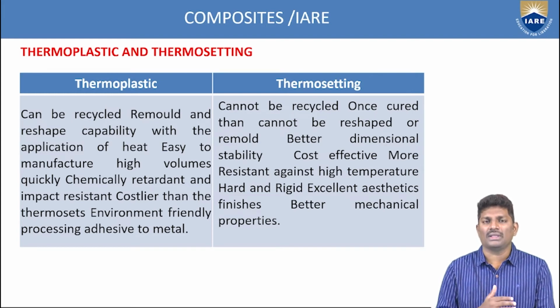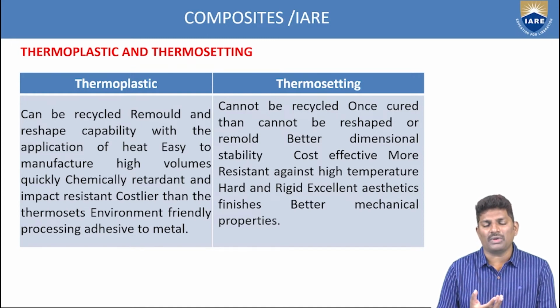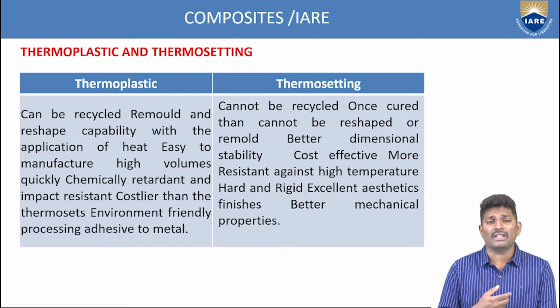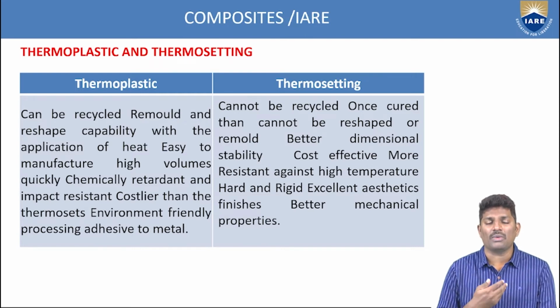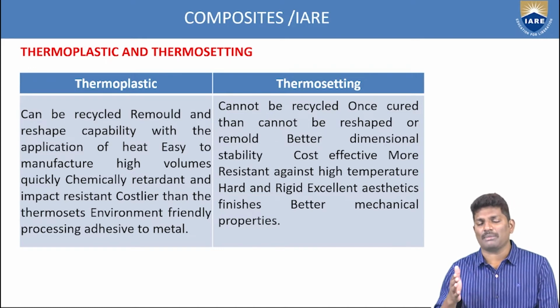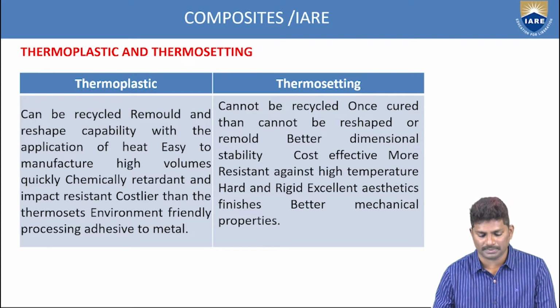So the main thing is what? With the application of heat, we melt the material up to the recrystallization temperature. The molten metal we get, we can pour into the mold and get the required shape. And if that shape has to be changed into any other shape, we can do the reshaping or remolding with the application of heat in the thermoplastic. But when you come to the thermosetting, we cannot do any type of reshaping or remolding. Only the chemical bonding has to be done between these. So that is one of the drawbacks of the thermosettings.